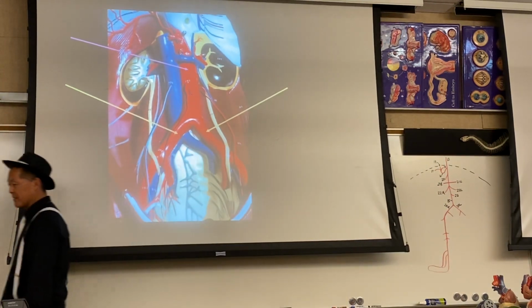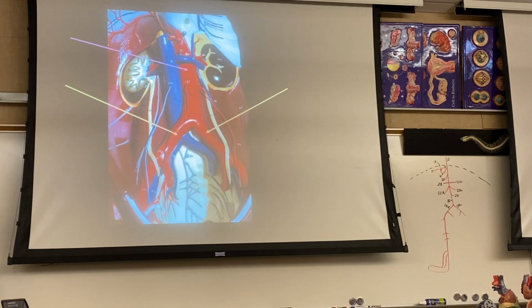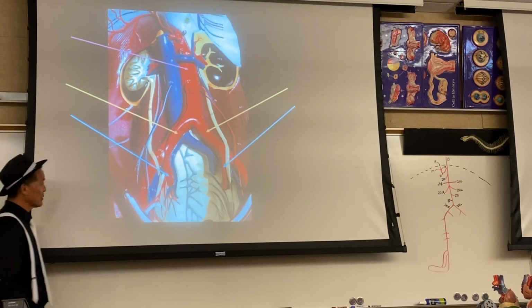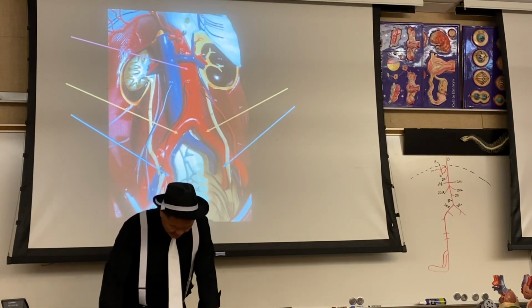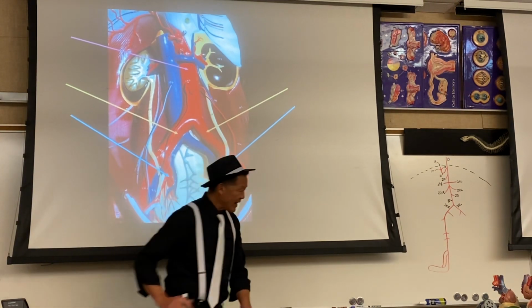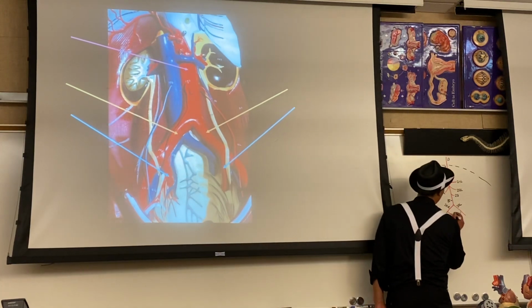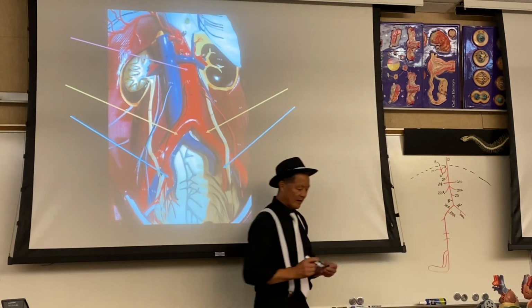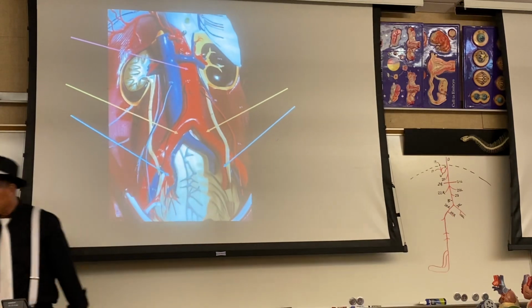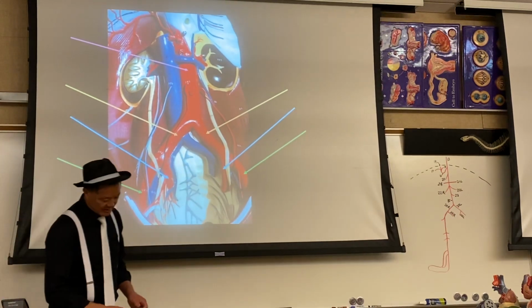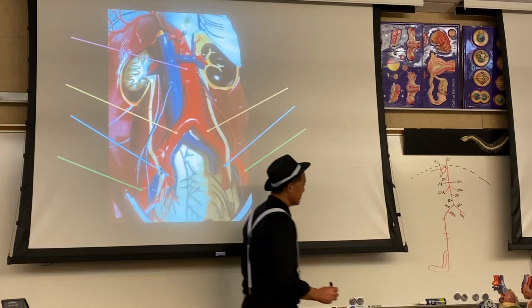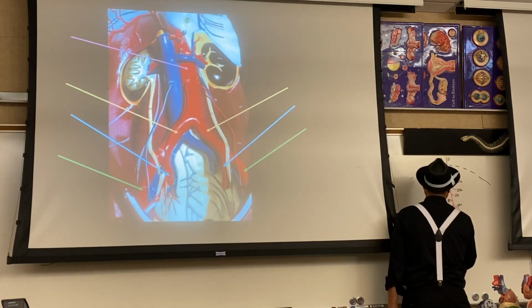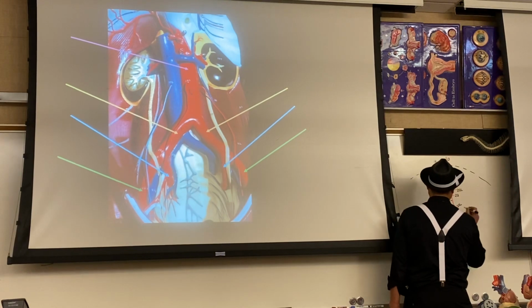What does common mean? They fuse together. It splits into internal iliacs, which are supplying the pelvic cavity. That's 25. And then it splits again, into external iliacs in green, 26. 26 is way bigger than 25.